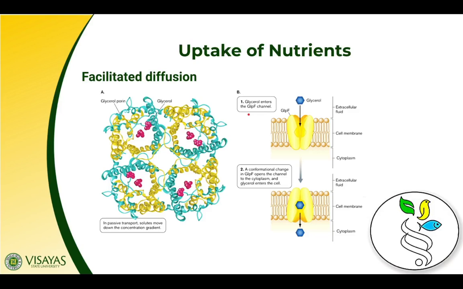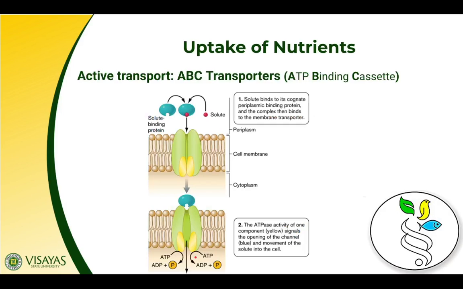Then what happens is that the ATPase activity, meaning the ability to use energy from ATP, of one of the components, not this one, the yellow component, signals the opening of the channel, no, which is the blue, okay, and the movement of the solute into the cell. So this is what we call an ATP binding cassette, because it uses ATP to move a solute across the membrane. It needs a solute binding protein in order to accomplish that.